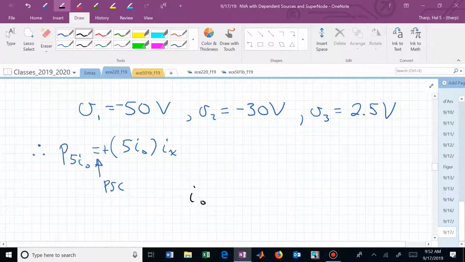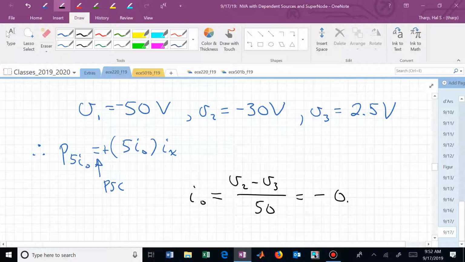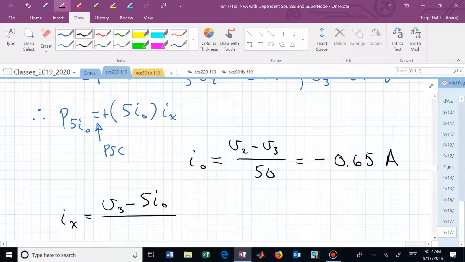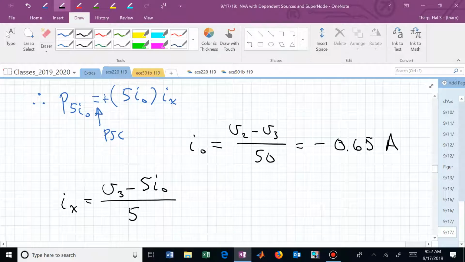We now need I sub 0, but that was V sub 2 minus V sub 3 over 50. And that ends up being minus 0.65 amps. And I sub x is V sub 3 minus the voltage associated with that dependent source divided by 5. And if you plug in the numbers that we have now determined, that ends up being 1.15 amps.